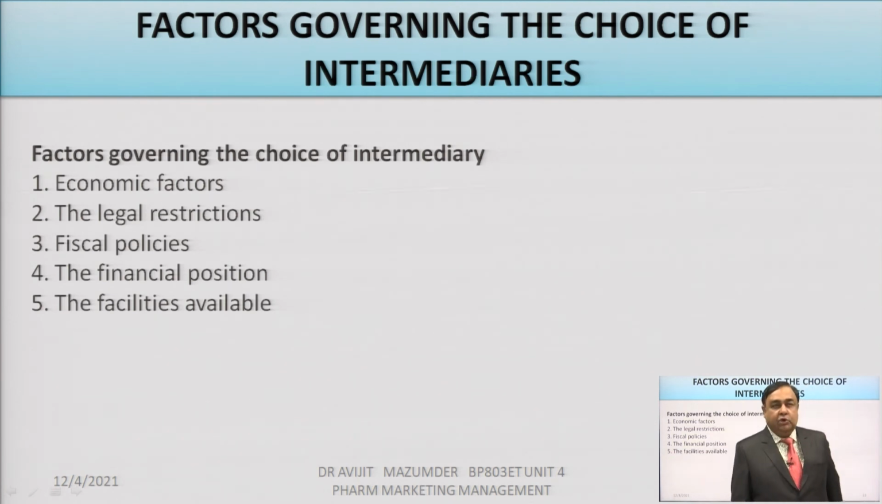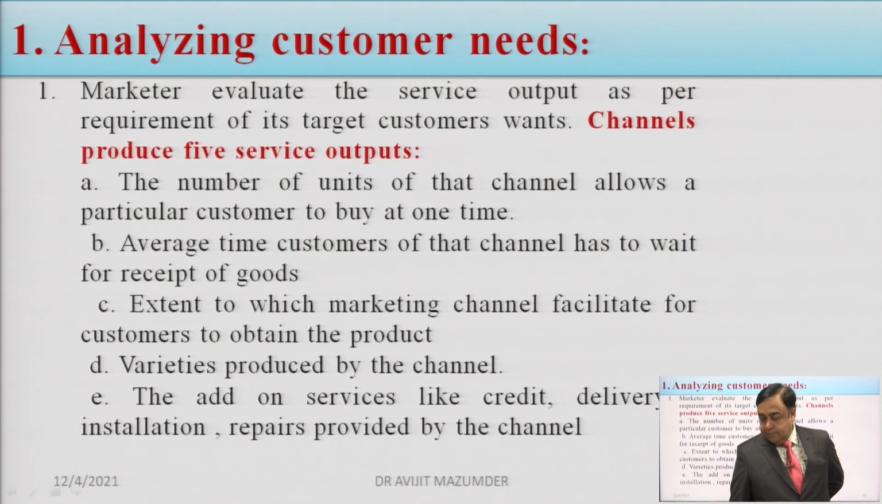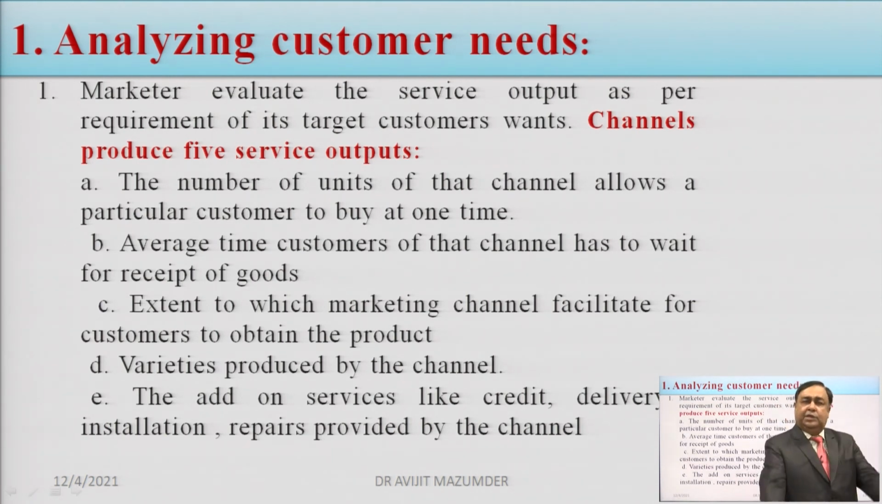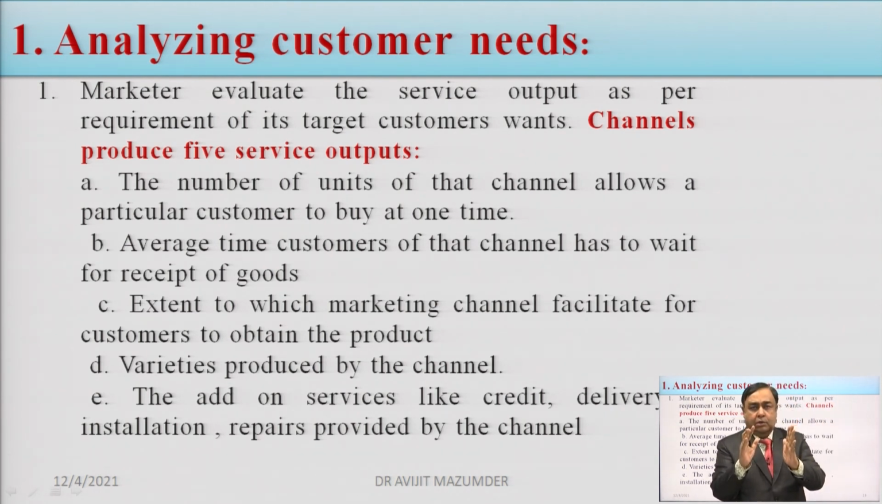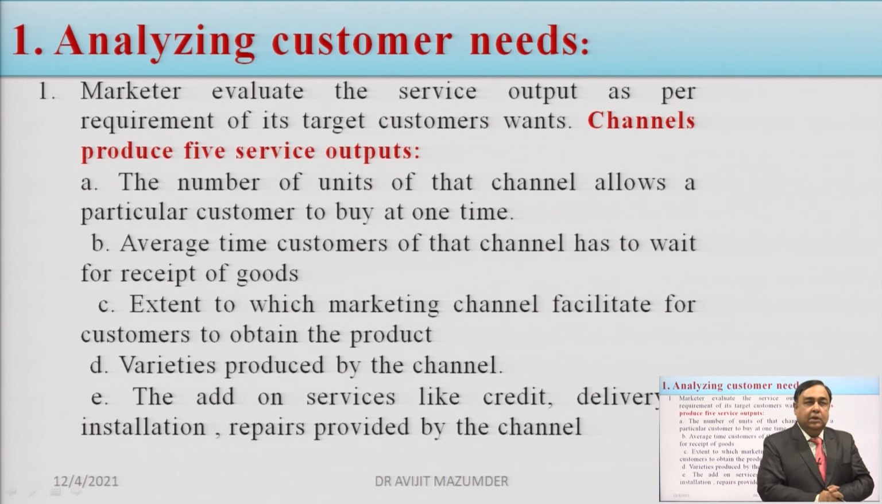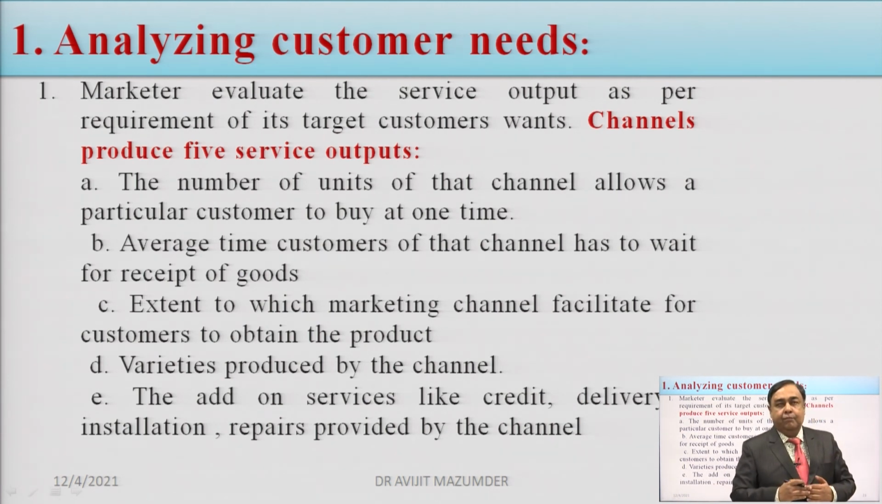So, the factors governing the choice of channel are the economic factors, the legal restrictions, the fiscal policy, the financial position, and the facilities available. Now, whenever we are selecting the channel of distribution, we should see whether the channel of distribution is strong enough to cater to the needs of the buyers. That is, the number of units that the particular channel allows the customer to buy at a particular point of time, whether they have a sufficient amount of inventory, and the average time customers of that channel have to wait, which we call the waiting period, in order to receive the goods.